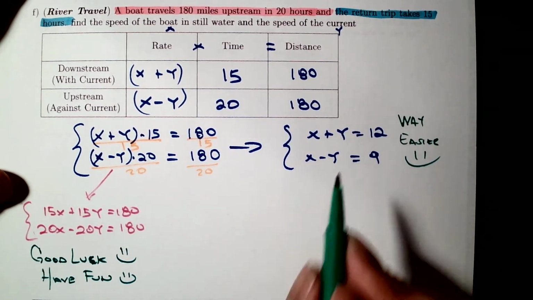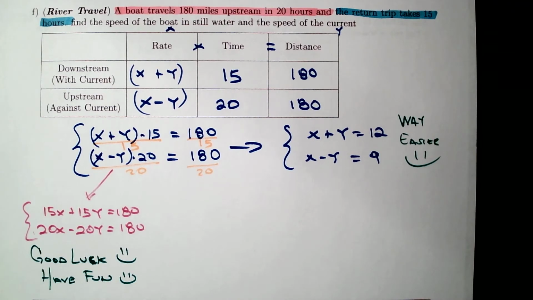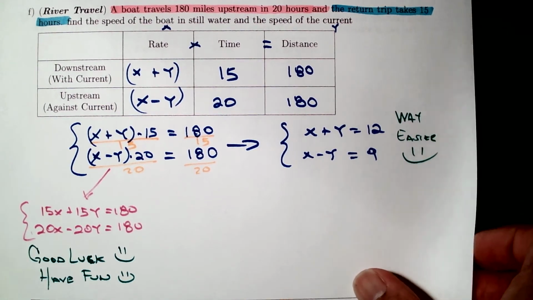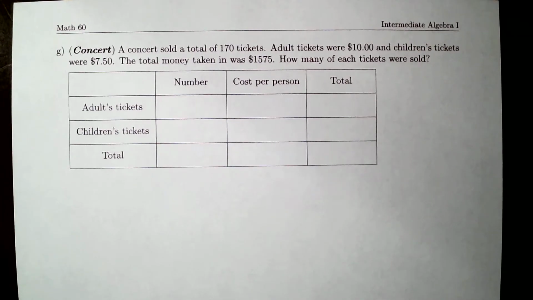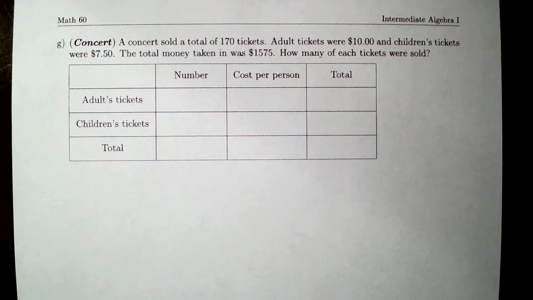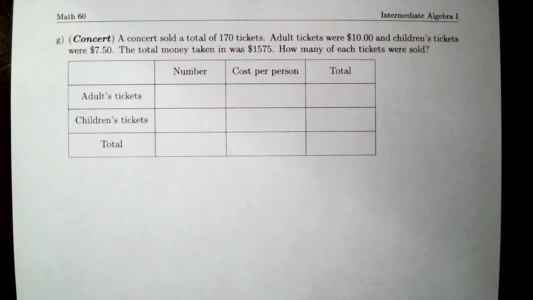Okay, I would go this way. And the last page has to do with mixtures. All right, so a concert sold a total of 170 tickets. Adult tickets were $10, and children's tickets were $7.50. The total money taken, that is the total revenue, is $1,575. The question is, how many of each tickets were sold?